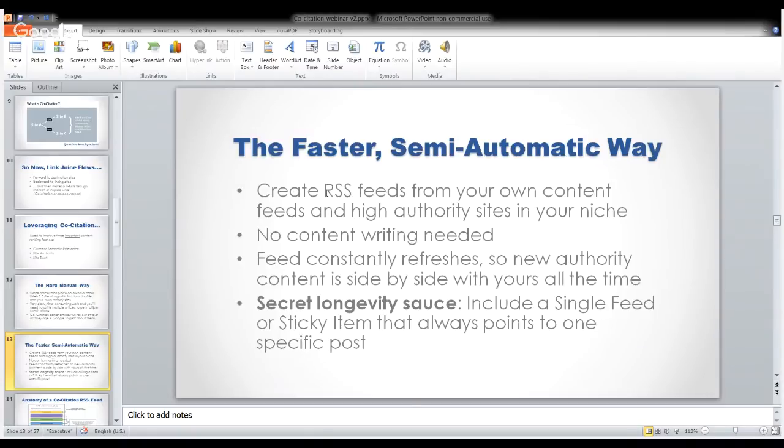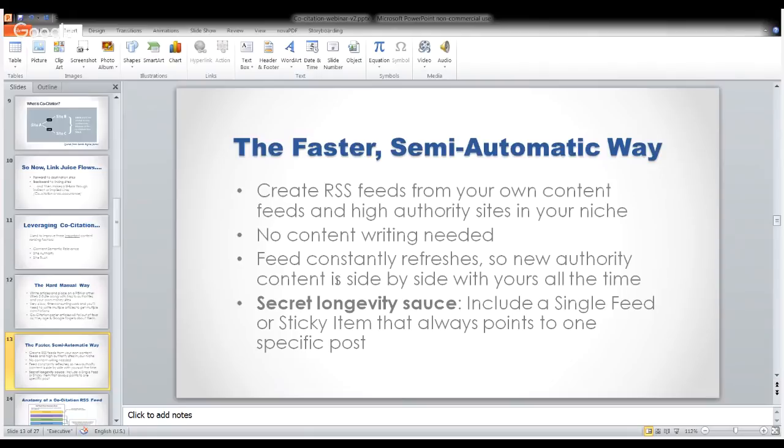And so when we would do this, we would create the RSS feeds from our own content feeds, and then we would find movie stars, in other words, websites that Google really likes, who had a lot of authority in that niche. Then we would take their feeds and mix them with ours, and that would make it so that we didn't really need to write a lot of new content specifically for SEO purposes. And then the feed would constantly refresh, so the new authority content would be in that environment.